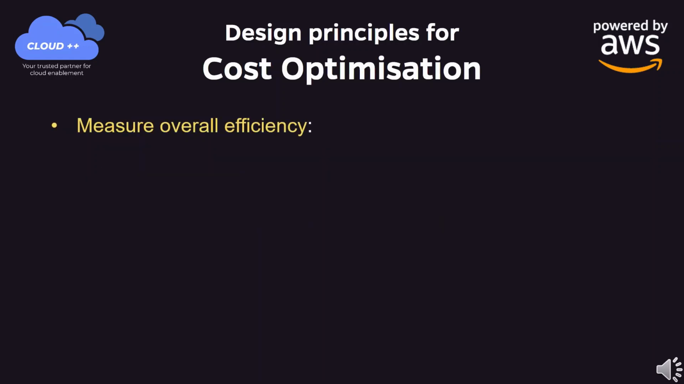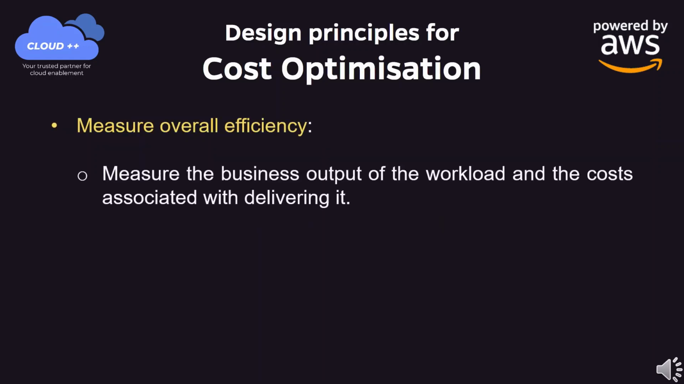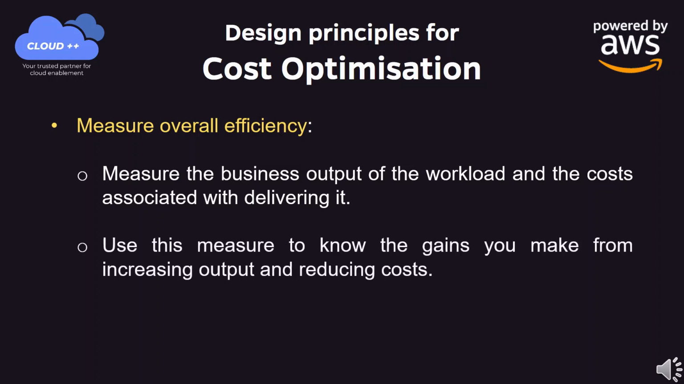Measure overall efficiency. Measure the business output of the workload, and the costs associated with delivering it. Use this measure to know the gains you make from increasing output and reducing costs.